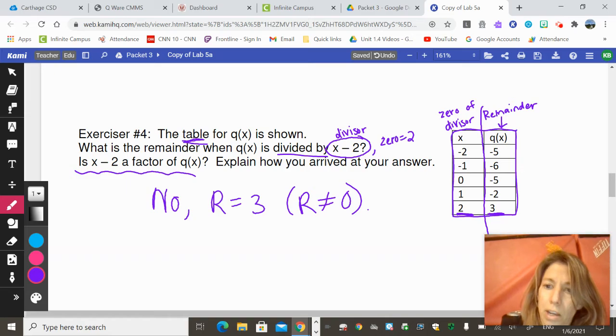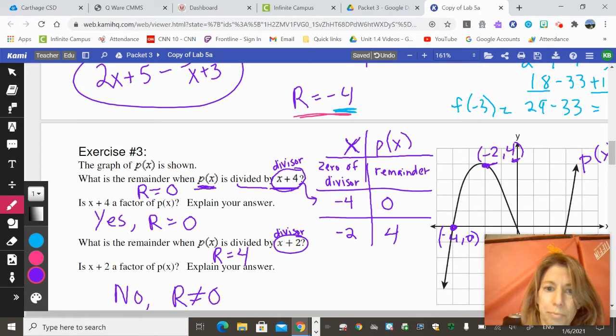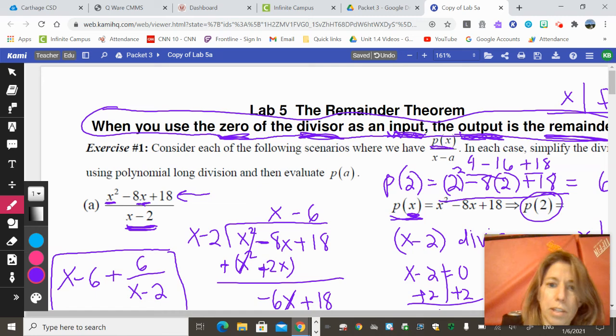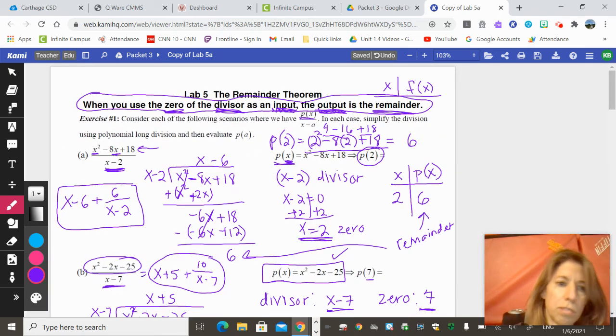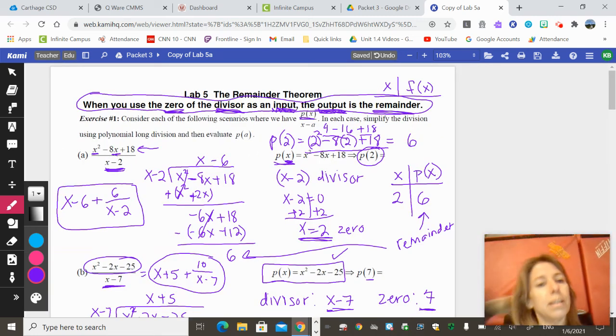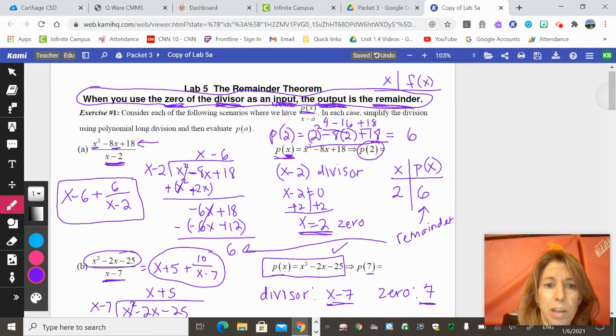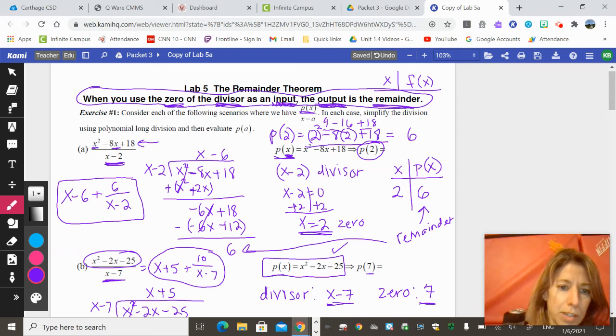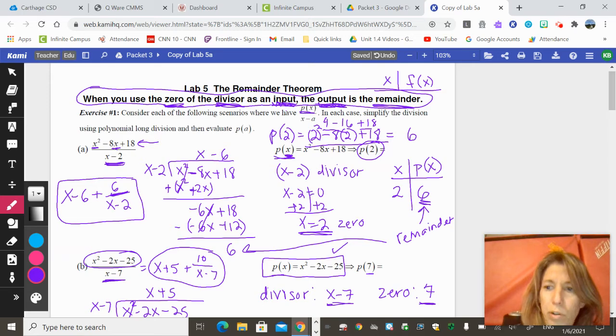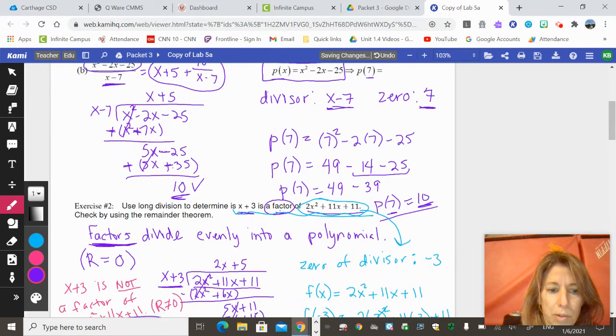Okay, so just to reiterate, maybe this makes more sense to you now, this main sentence that describes this lab. When you use the 0 of the divisor as an input, the output is the remainder. So you use the remainder theorem to check your answer to long division. That's what we did here. We did the long division, we had a remainder of 6. We substituted the 0 of the divisor, which is a positive 2, and we got the remainder. So we knew our long division was correct. We did that for the second problem as well.